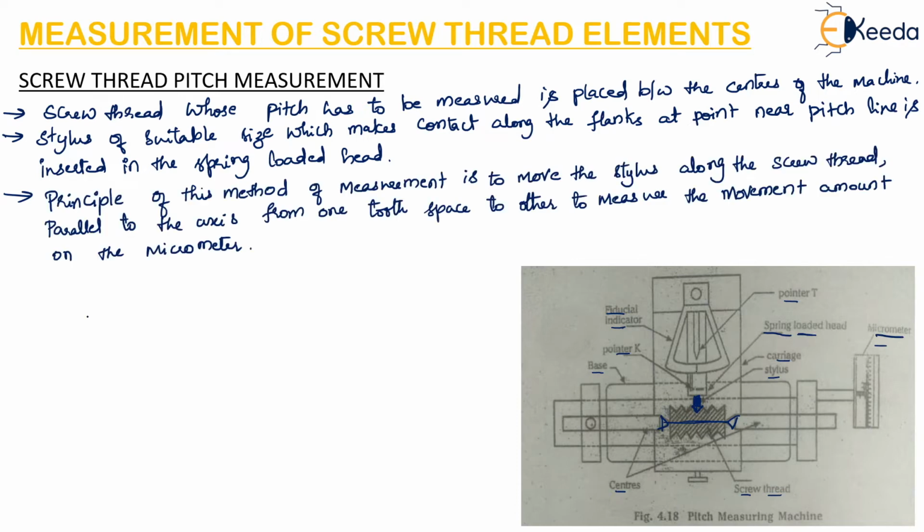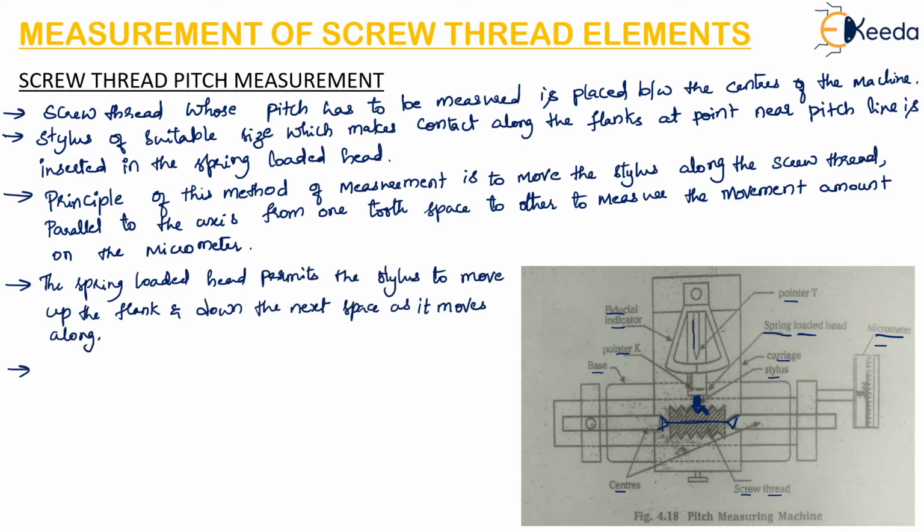The spring loaded head permits the stylus to move up the flank of the thread and down into the next space as it is moved along. You can see there is a slanting flank here and a peak here. Because this is a spring loaded head, it will permit the stylus to move up the flank of the thread and down into the next space as it moves along.